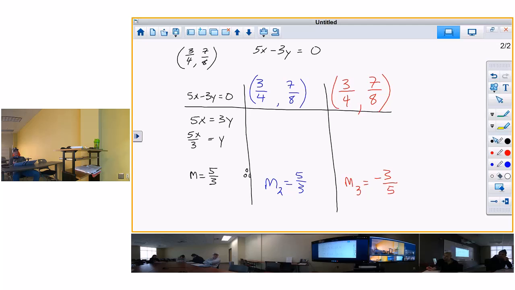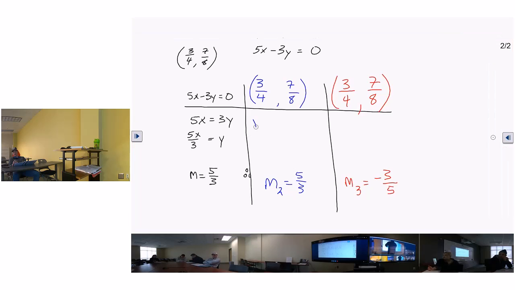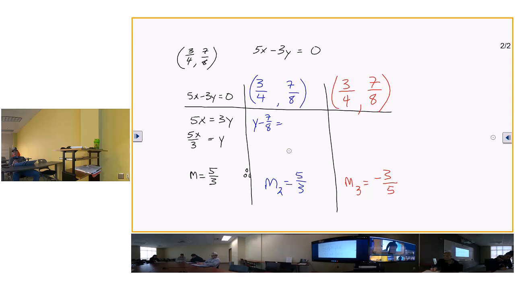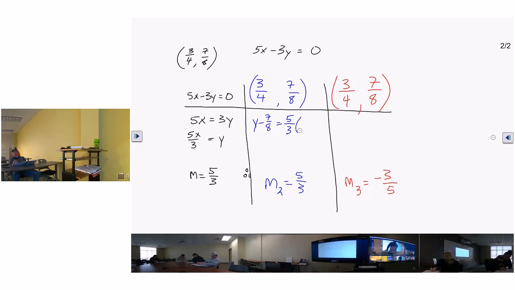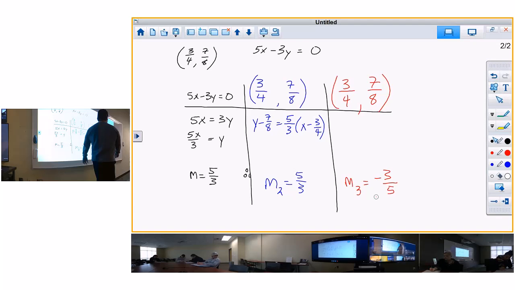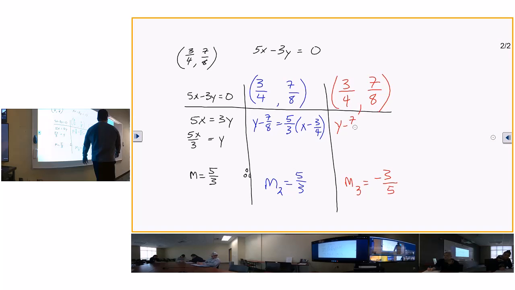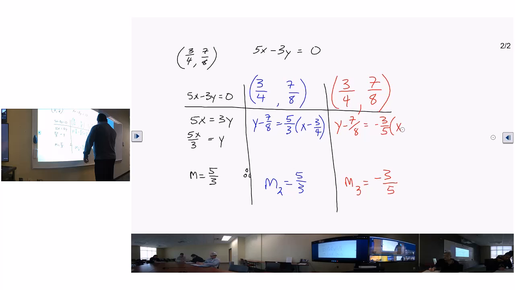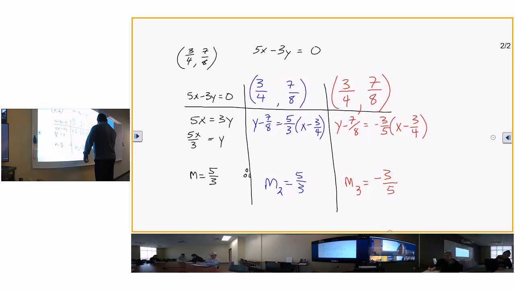So, ready to quit? Yep. y minus 7/8 is equal to 5/3 times x minus 3/4. y minus 7/8 is equal to negative 3/5 times x minus 3/4.